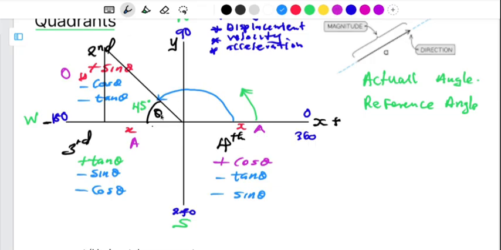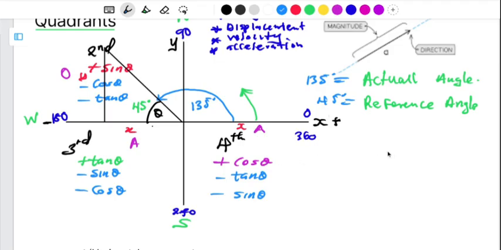So in this case, to find the actual angle here, it is very easy. A straight line adds up to 180. 180 minus 45, that is 135. So 135 is the actual angle. So the actual angle is 135 degrees, then the reference angle is 45 degrees. That's a difference that you need to understand there.